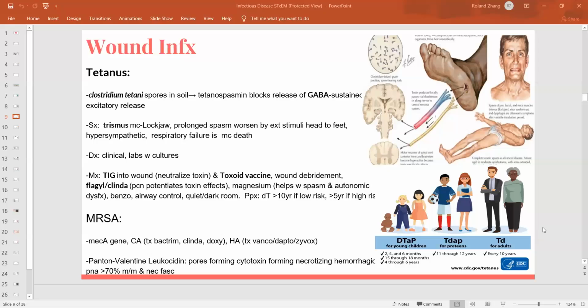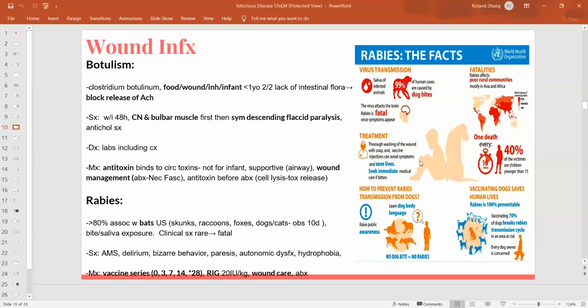Next slide. Botulism is also pretty common. We worry about infants, especially with honey, because of their immune system. It can cause symmetrical descending flaccid paralysis and some bulbar muscle symptoms. Generally, the bulbar muscle symptoms, like the eyelid problem and facial problem, occur within 48 hours. For adults, most often it's a wound issue, but with bioterrorism, there's a concern for inhalation as well.